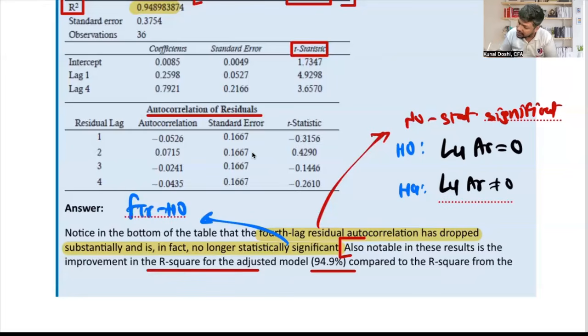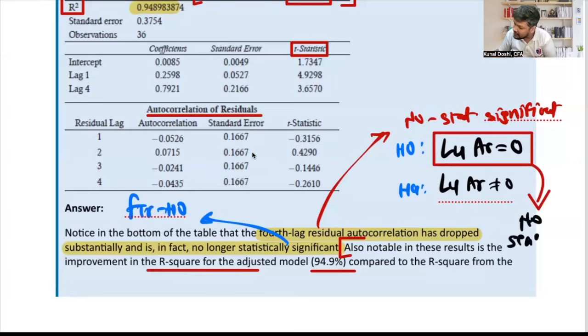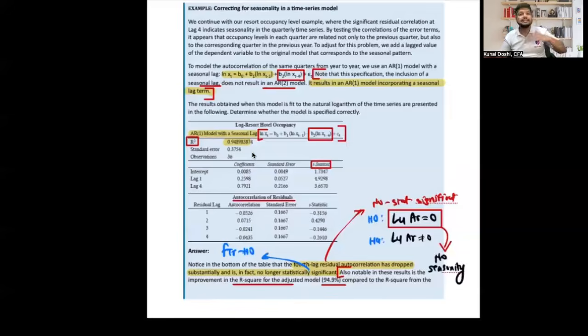When we fail to reject the null, that means there is no more seasonality. So the seasonality has been fixed. Now we can use the AR model. Clear? So the solution is that you add a seasonal lag.